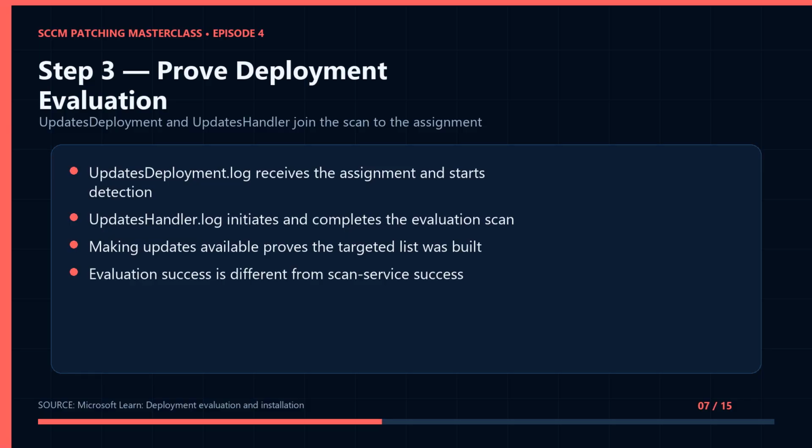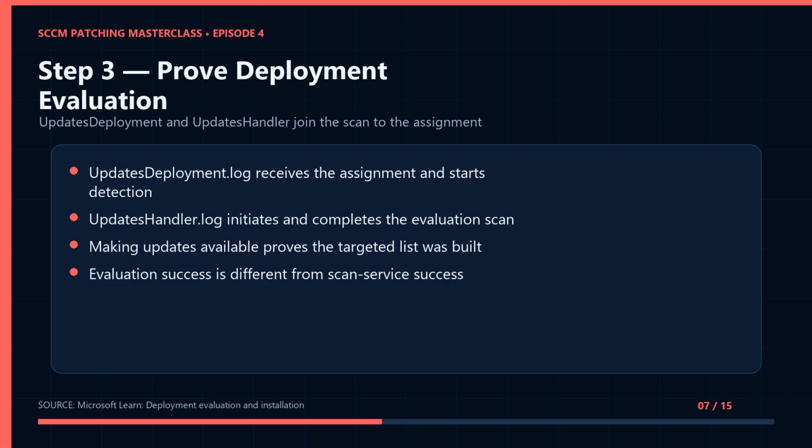UpdatesDeployment.log is the central decision log. It receives the enforcement deadline, records the number of configuration items in the assignment, and starts a detection job. UpdatesHandler.log shows the requested scan, scan completion, and evaluation of update status for that job. When evaluation returns, UpdatesDeployment should record that it is making updates available and add applicable updates to the targeted list.